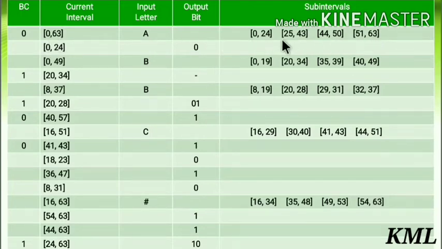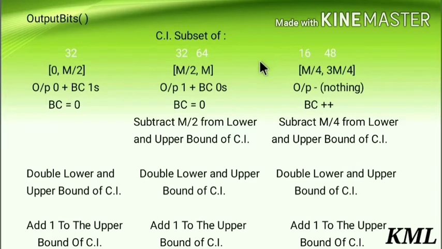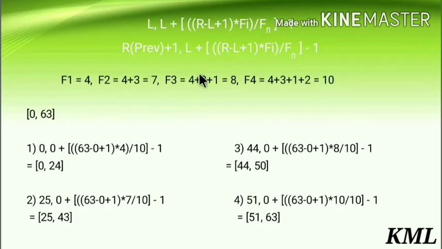Now see here, division of sub intervals is a little different here. So I'll show you how to make these sub intervals. There is a little different formula for this. So let's see for 0,63 how to calculate the sub intervals. So see here, I have the formula. This one is for the first column and this one is for the remaining columns. So I have the f values.